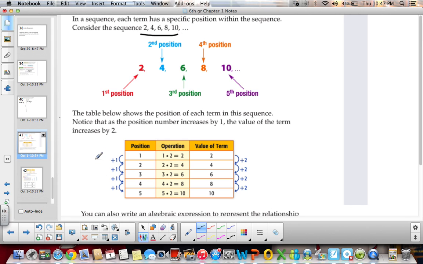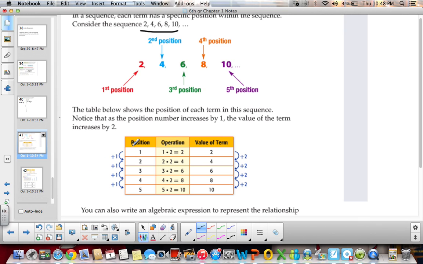Okay, so if we make a table, I just want you to look at the table. So the position, the first one in position 1, so the first number is 2. We're not even going to look at this middle right now. The second number is 4. So second position, number 4. Third position, number 6. Fourth position is 8. Fifth position is 10. Okay, so as the position number increases by 1, the value of the term increases by 2.